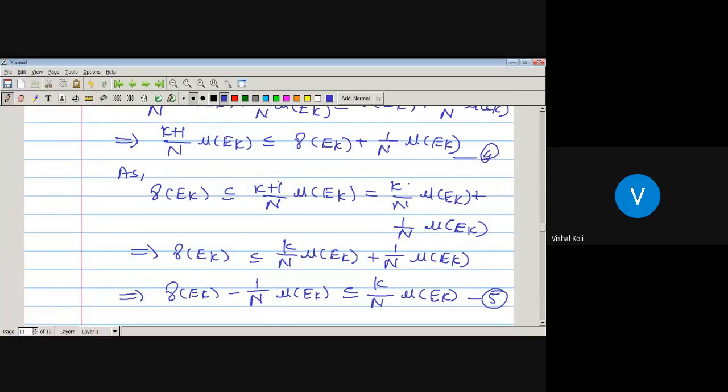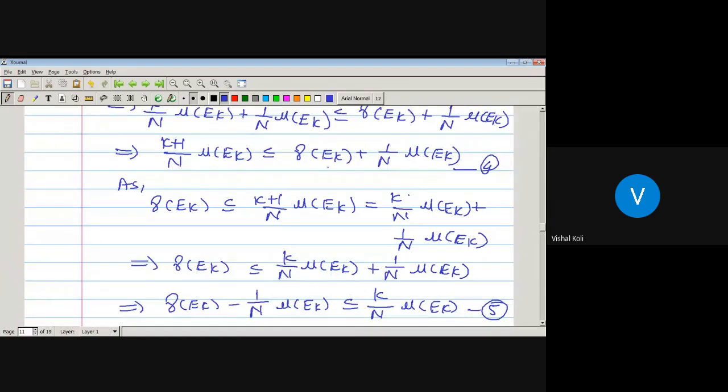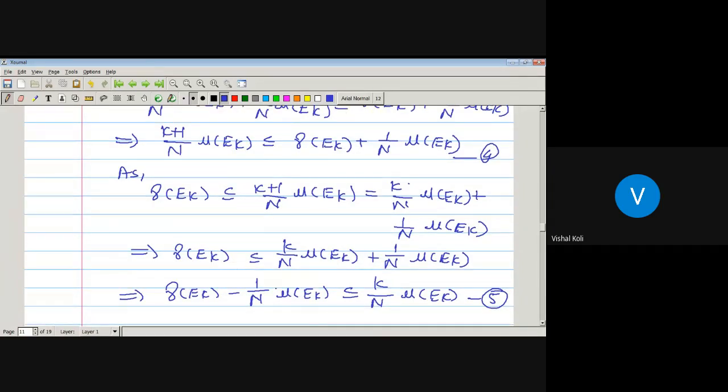So equation 4 says that (k+1)/n times the measure of ek is less than or equal to gamma of ek plus (1/n) times the measure of ek. And equation 5 says that gamma of ek minus (1/n) times the measure of ek is less than or equal to (k/n) times the measure of ek.